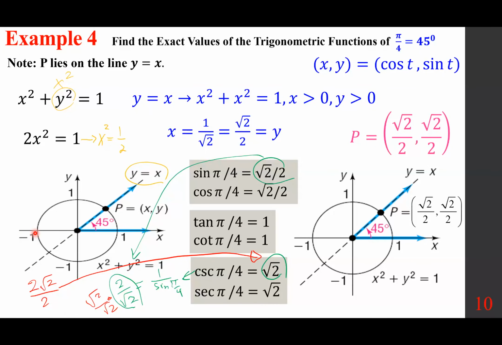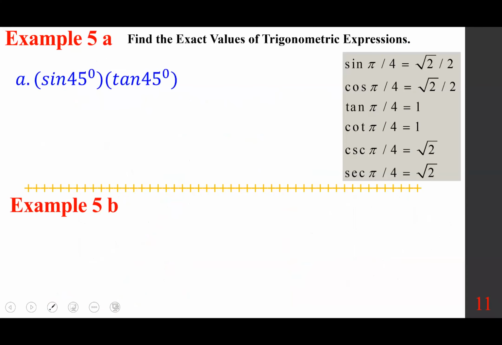pi over 4 or 45 degrees. This is another common arc. Sine and cosine are both square root of 2 over 2. Tangent and cotangent are both 1. And you can figure out the rest. The reciprocals of those are square root of 2. We have those. I wrote them for you for now, but ultimately you must memorize those values because pi over 4 is also considered a common arc, common angle.